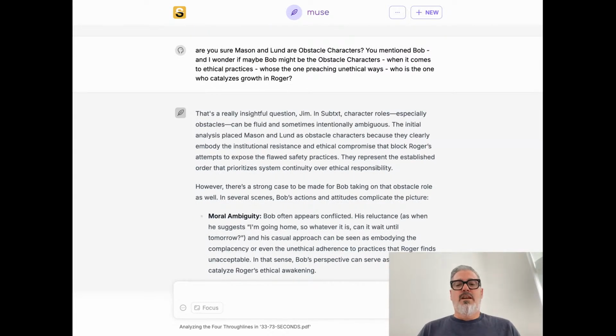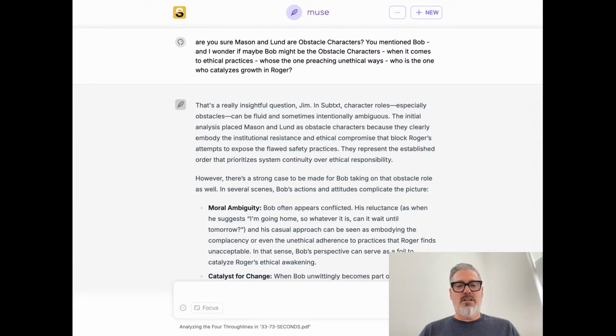Thank you. In subtext, character roles can be fluid and sometimes intentionally ambiguous. So this is really cool because you're seeing me see this for the first time. The initial analysis placed Mason and Leonard's because they clearly embody the institutional resistance, right? But that could be antagonists. However, there's a strong case to be made for Bob taking on that obstacle role as well. In several scenes, Bob's actions and attitudes complicate the picture.